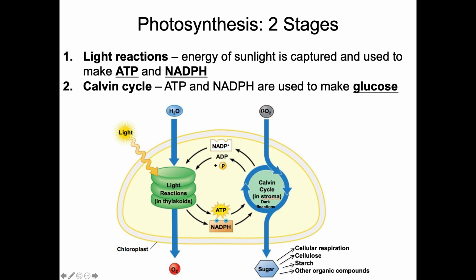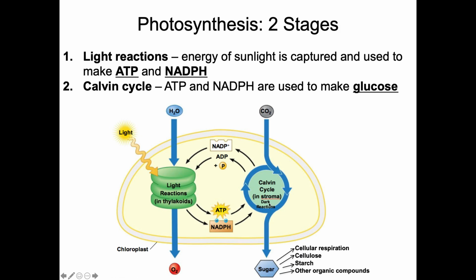And then, of course, you have your carbon dioxide that will come into the Calvin cycle that will also help to make your sugar. That's where you'll get your carbon molecules to make your glucose. And then all of this happens in the stroma. So remember, the stroma is that fluid-filled space inside the chloroplast surrounding the thylakoids or granum.